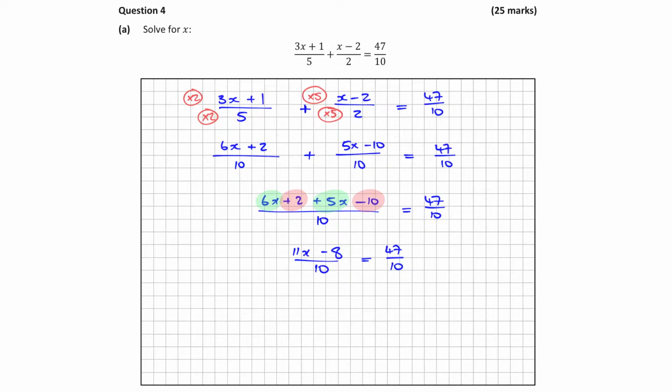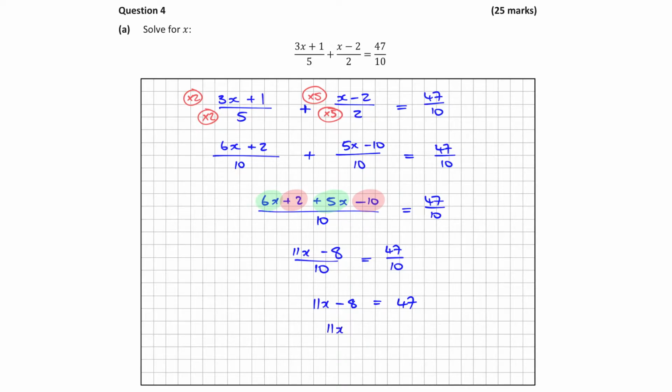Okay? So, at this stage, we could cross multiply, but if you look at it, if we're dividing this side by 10 and we're dividing that side by 10, we can get rid of the divide by 10. So if we multiply both sides by 10, we'll get 11x minus 8 is equal to 47. So all I did there is I multiplied this side by 10 to get rid of the 10, and I multiplied this side by 10 to get rid of the 10. So if 11x minus 8 is equal to 47, I want to find the value for x.